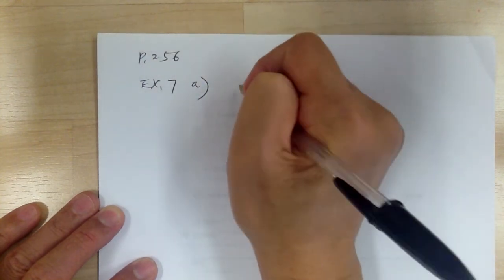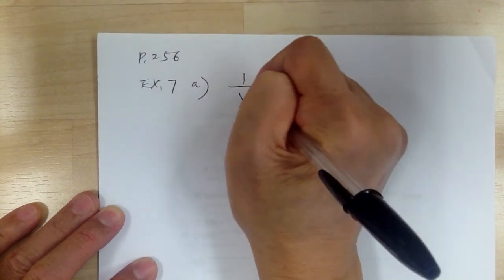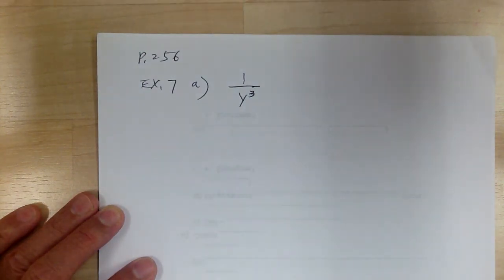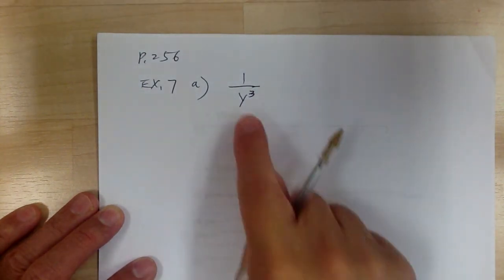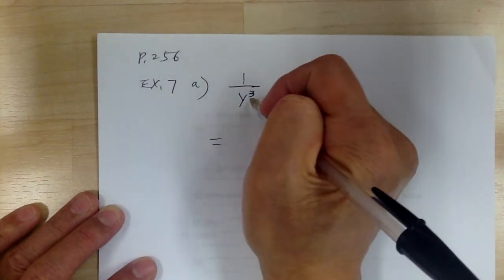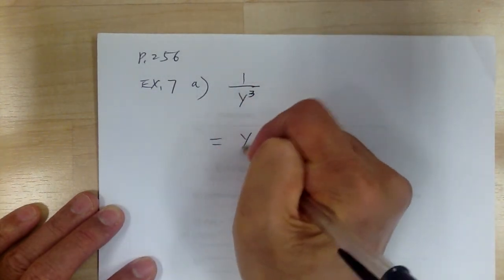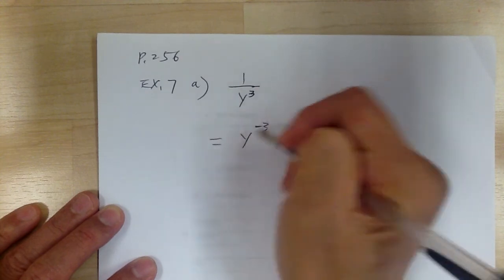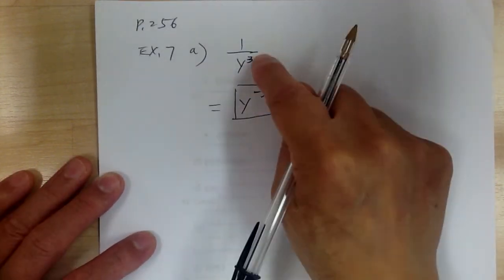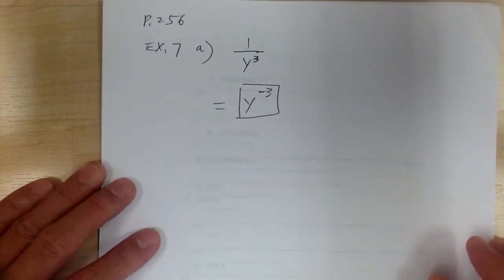A. So you got 1 over y to the 3. So the instruction says you don't want to have any denominator. So it means you need to flip it up. So when you flip it up, the exponent becomes opposite. This becomes y to the negative 3. So again, you're going backward. Every time when you flip, positive becomes negative, negative becomes positive. And that's how you work with the exponents.